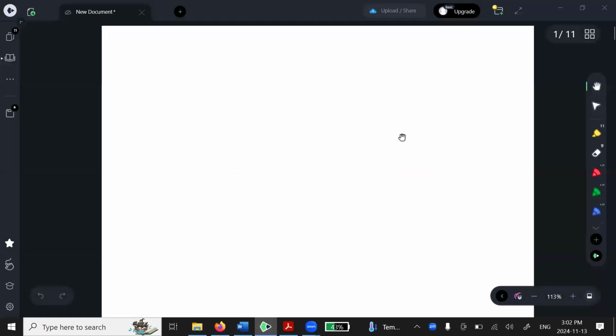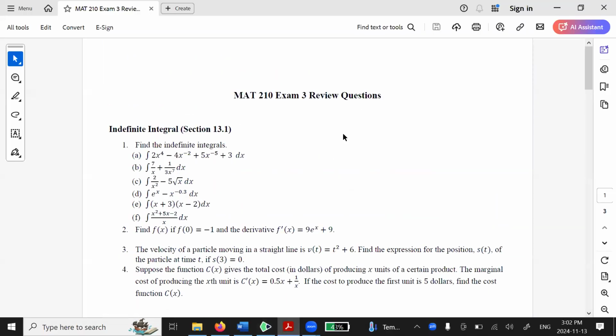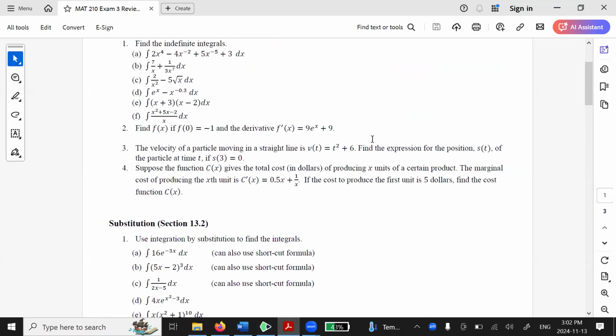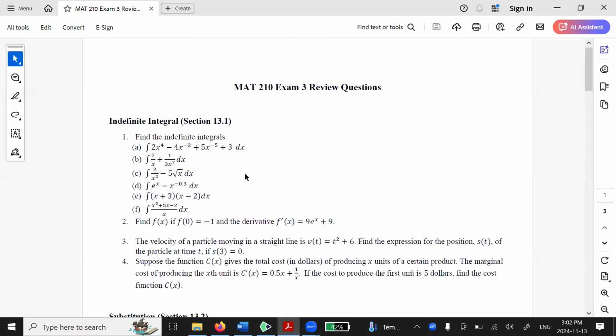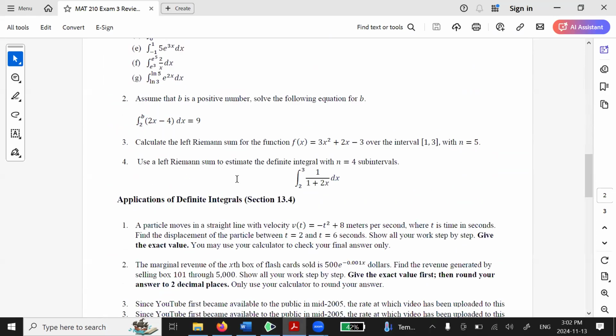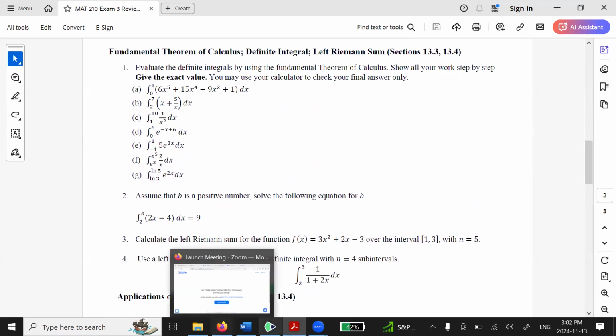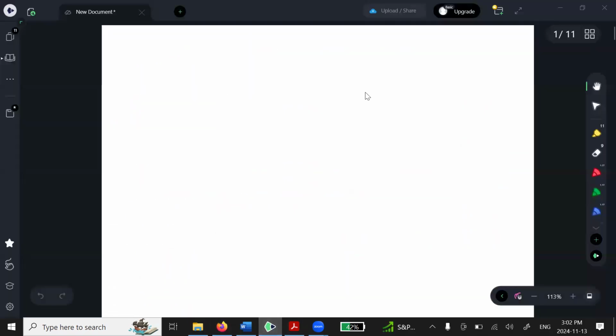Okay, so the review questions that I'm picking are from the online Math 210 exam 3 review. Today we'll try to cover 13.1, 13.2, and 13.3, at least these three topics, okay? And Monday we'll cover the rest. So everybody has the document on hand and I'll be referring to those questions.